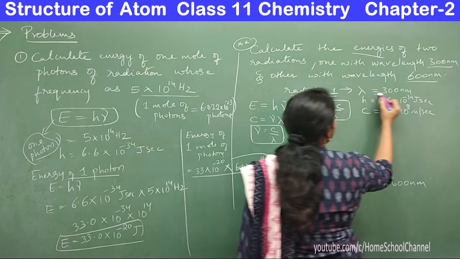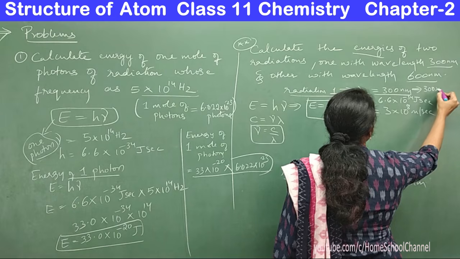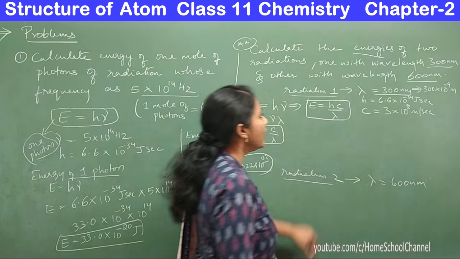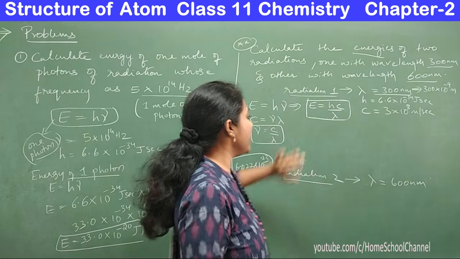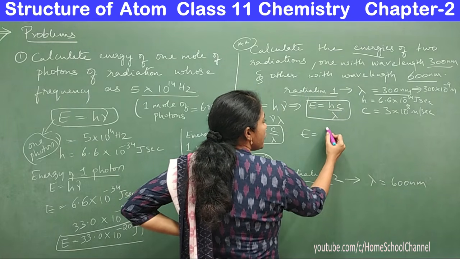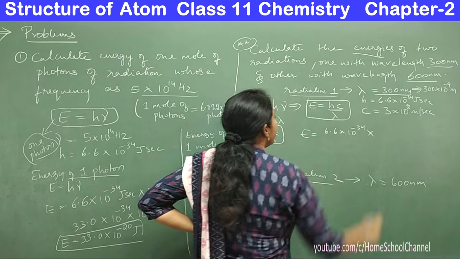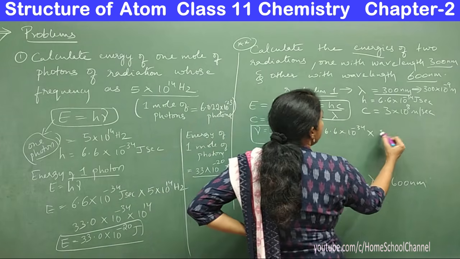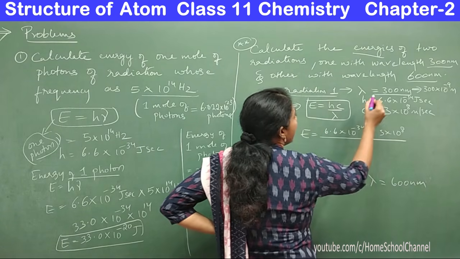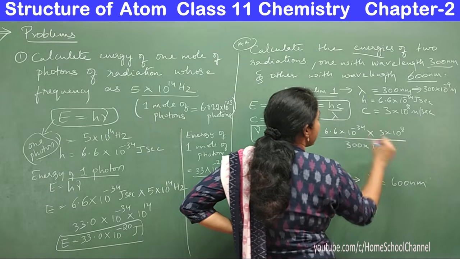Okay, and take lambda value in meters. So convert this into meters: 300 nano means 300 into 10 to the power of minus 9 meters. So substitute these values in this formula. What do you get? E is equal to h, which is 6.6 into 10 power minus 34, into c, which is 3 into 10 power 8, divided by lambda, which is 300 into 10 power minus 9.